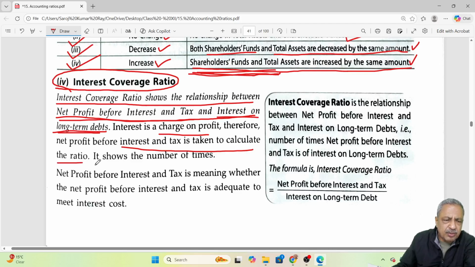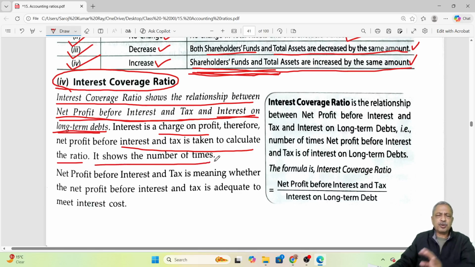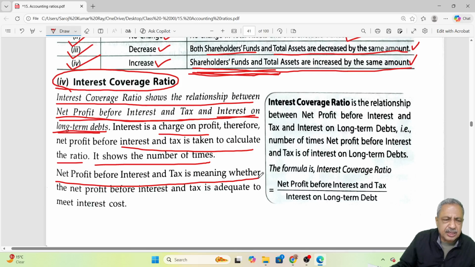It shows the number of times profit covers the interest payable on long term loans. Net profit before interest and tax is meaning whether the net profit before interest and tax is adequate to meet interest cost.